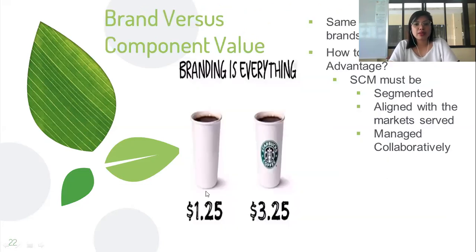So for example, you have a $1.25 coffee here, and then you have the $3.25 Starbucks coffee here. They have the same suppliers but different brands. So how do we attain competitive advantage? SCM must be segmented, aligned with the market, and managed collaboratively. So branding is everything. With this example, they have the same supplier but different brands. But still, branding is everything.